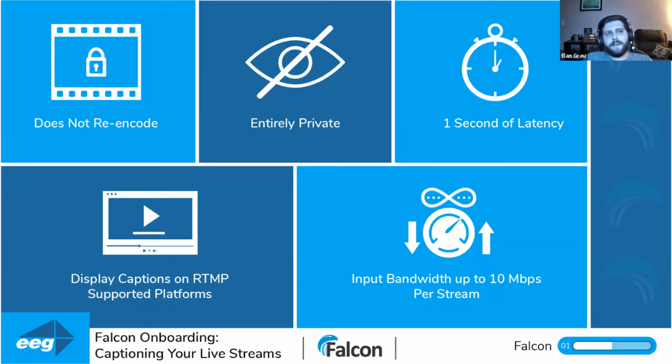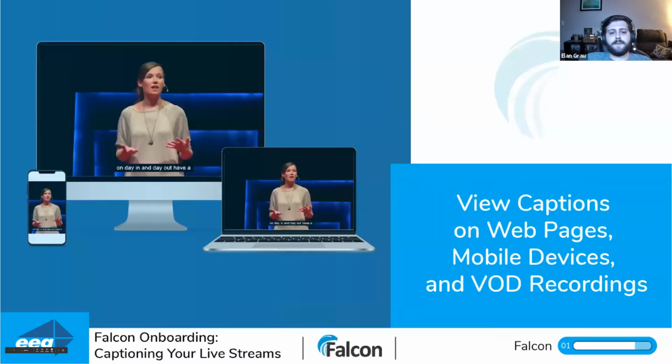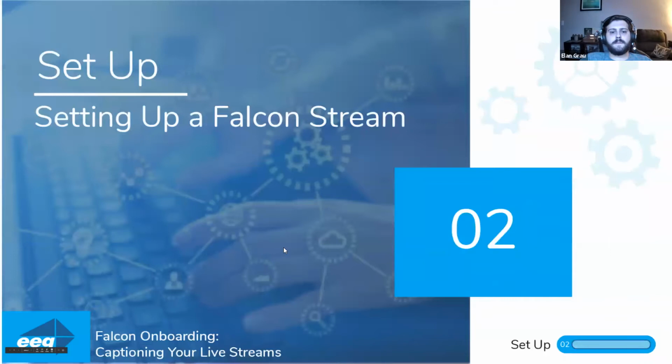Any video hosting platform that supports RTMP input with embedded captions will be able to process, store, and display the captions that are created through Falcon. Falcon can support an input bandwidth of up to 10 megabits per second, per RTMP stream, I'm sorry. Captions can be viewed in players on web pages, mobile devices, as well as VOD recordings. That's the general overview of what Falcon does. So let's move on and show you how to actually set this up.